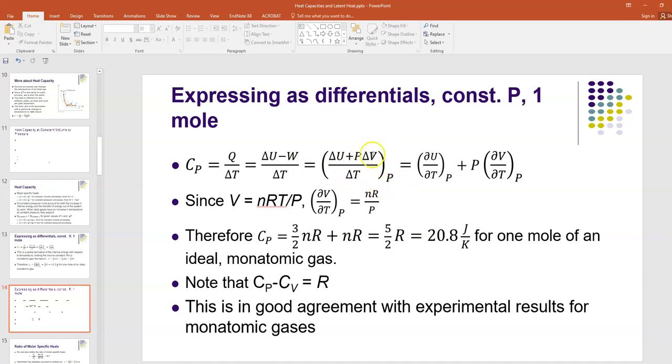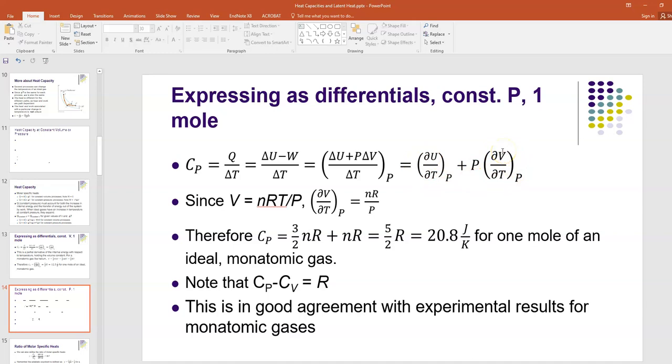Now, if I shrink my deltas down to small values, then what I end up with is delta U over delta T plus P delta V over delta T. And then taking that to small values, that ends up being the derivative of U with respect to T, holding pressure constant, plus P times the derivative of the volume with respect to T, holding pressure constant. Now, we already talked about what the derivative of U with respect to T is, but what's the derivative of V with respect to T?